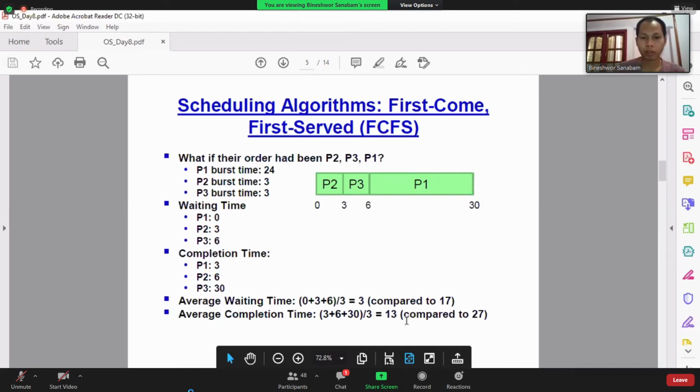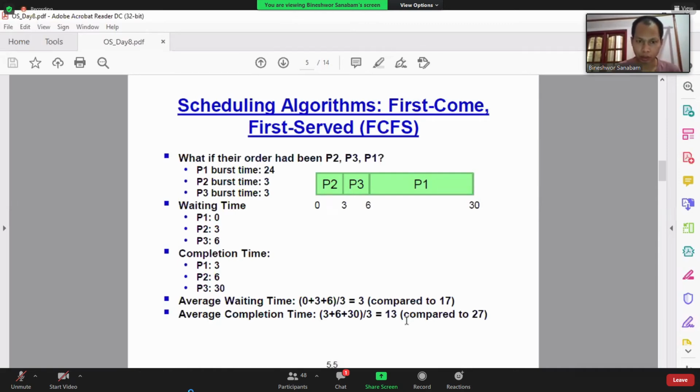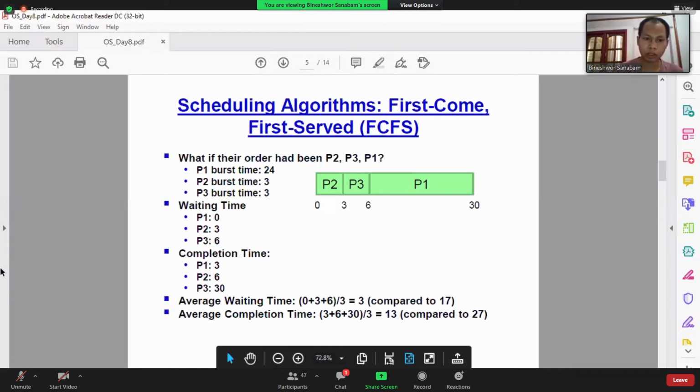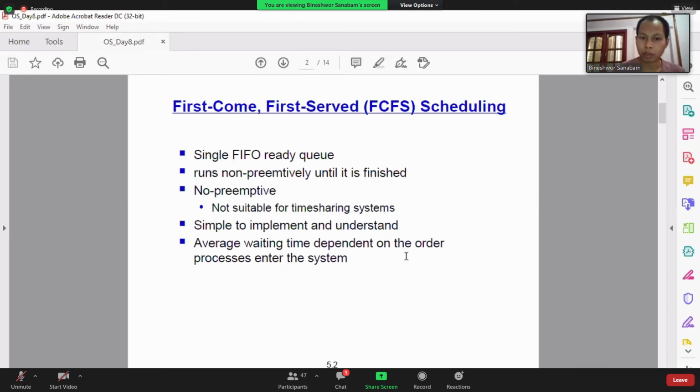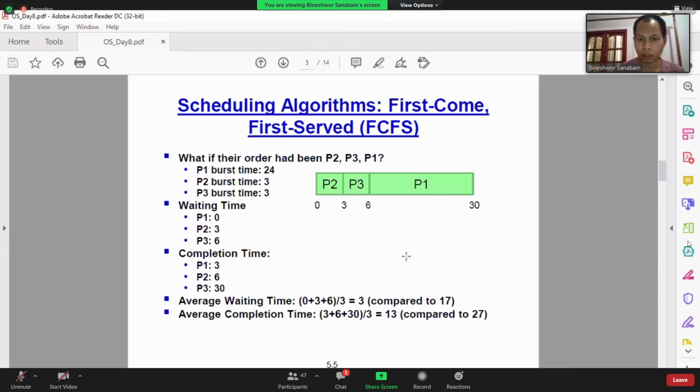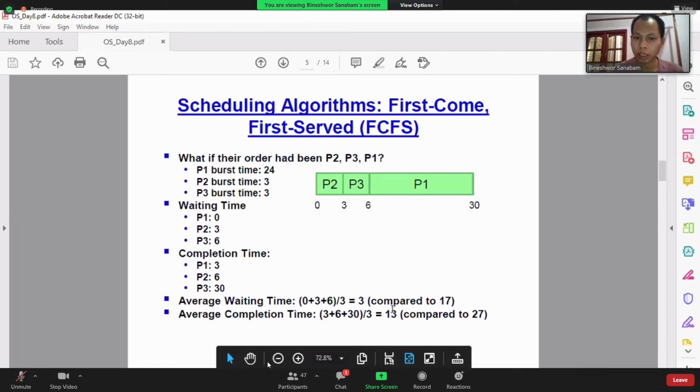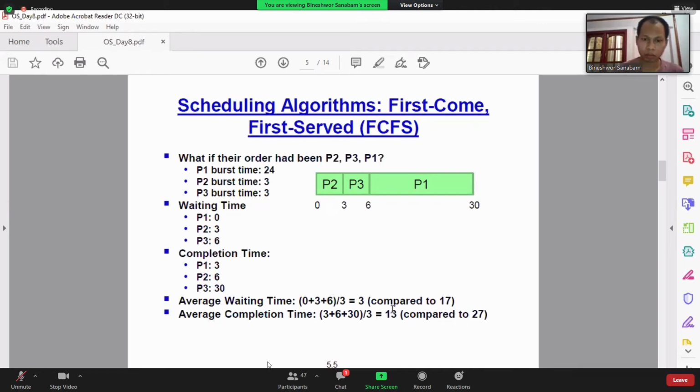So if you compare with the previous situation, the processes are the same, meaning their burst times are the same, the orders are different, but their average waiting time and completion time come out different, right? This is why we say in the slide that your average waiting time depends on the order in which the processes enter the system. So in this scenario, the second scenario gives the better scheduling in this respect because it gives less waiting time. Okay, less waiting time meaning it completed things in a better way.